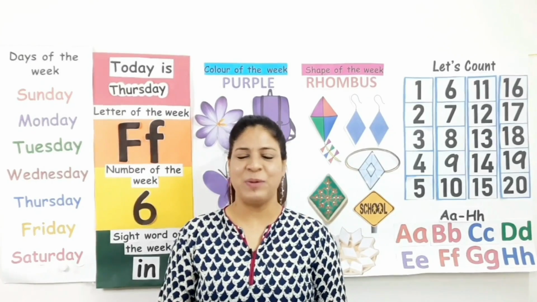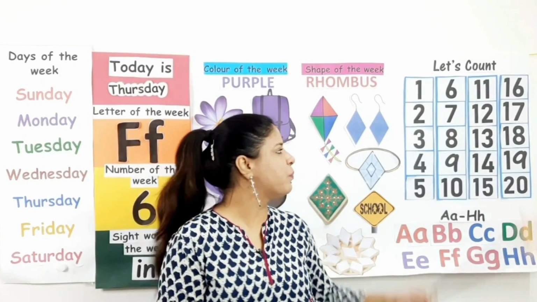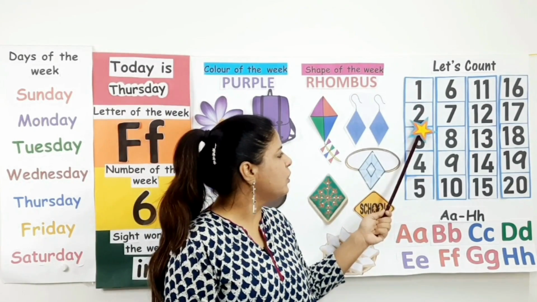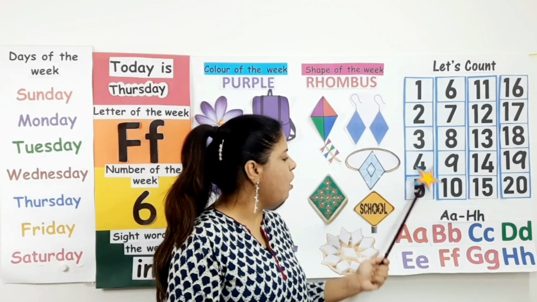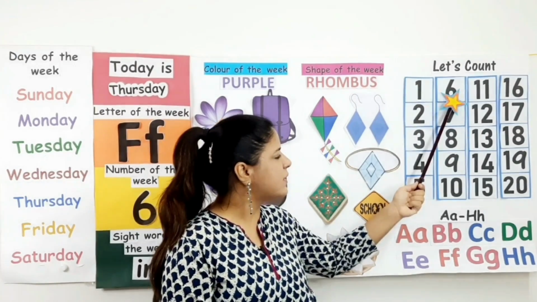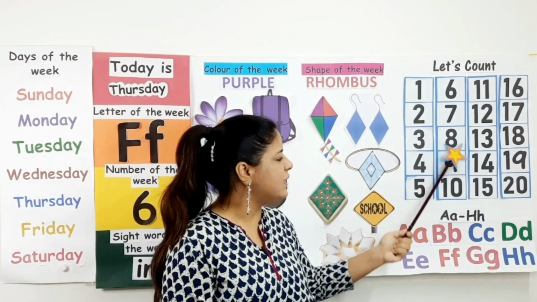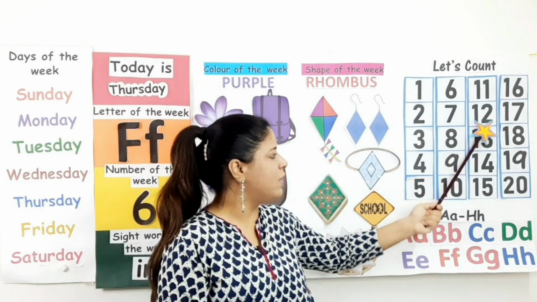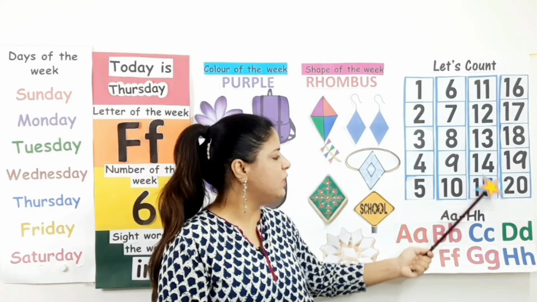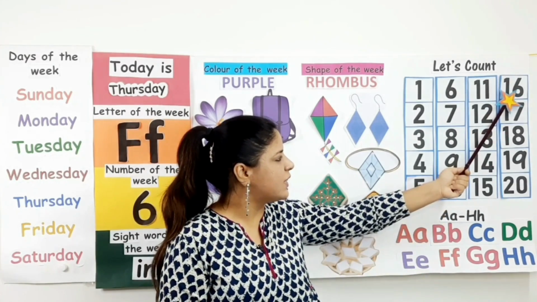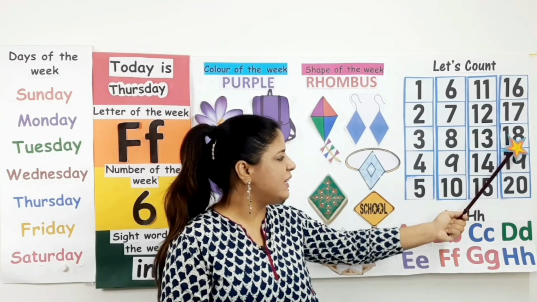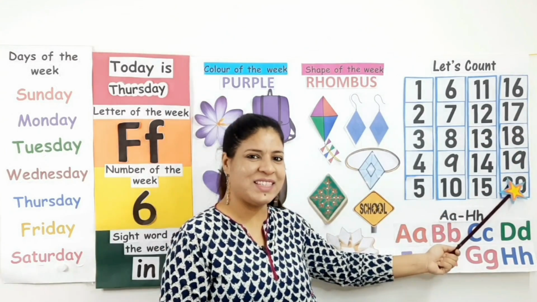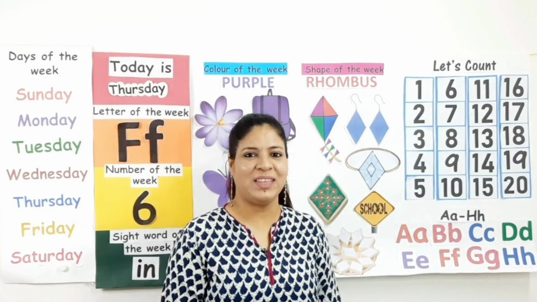Now it's time to count 1 to 20. Let's start. 1, 2, 3, 4, 5, 6, 7, 8, 9, 10, 11, 12, 13, 14, 15, 16, 17, 18, 19, 20. Now count along with me.